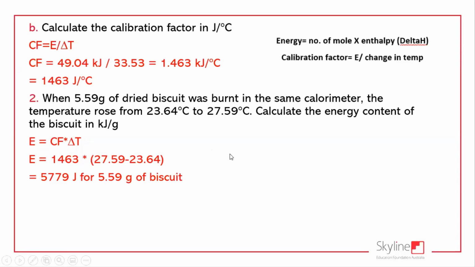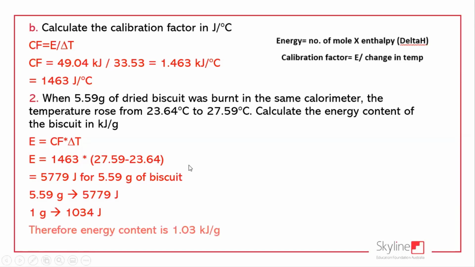of biscuit. Therefore, 5.59 grams corresponds to 5,779 joules. For 1 gram, divide both sides by 5.59, which gives us 1,034 joules. Therefore, the energy content, divided by 1,000, is 1.03 kilojoules per gram.